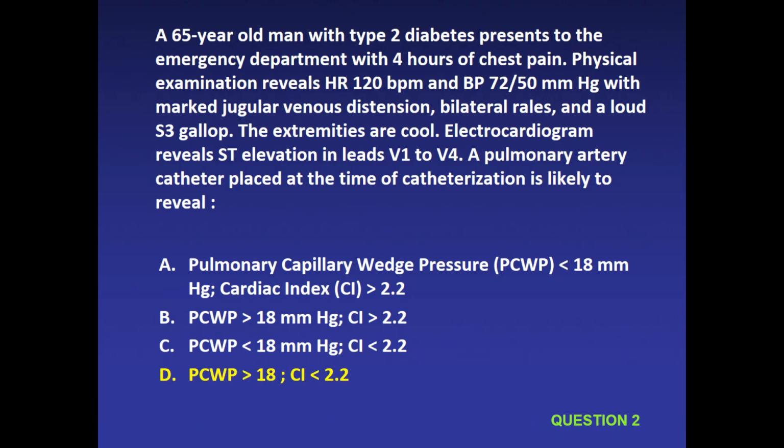The answer here is D, a high pulmonary capillary wedge pressure, more than 18, and a cardiac index of less than 2.2. This is a 65-year-old man who's presenting with an acute ST segment elevation MI in the anterior wall. The patient is hypotensive and in shock with high filling pressures. The signatures of high filling pressure and cardiogenic shock, the cold and wet patient, are a low cardiac index and a high filling pressure, which is answer D.